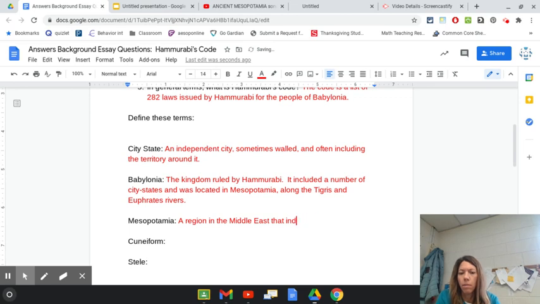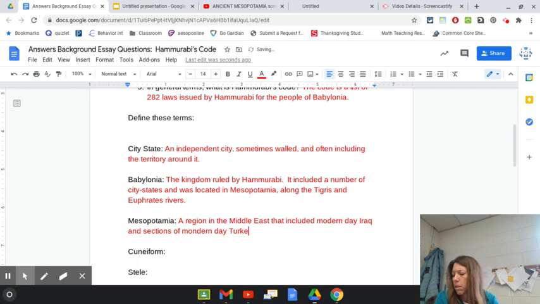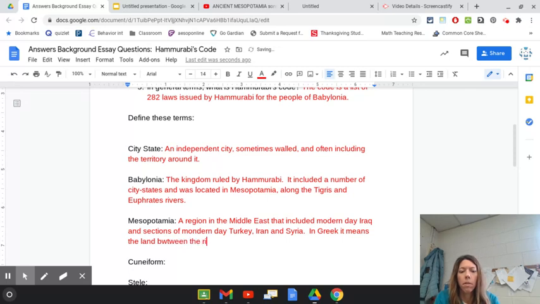modern day Iraq and sections of modern day Turkey, Iran, and Syria. In Greek, it means the land between the rivers.